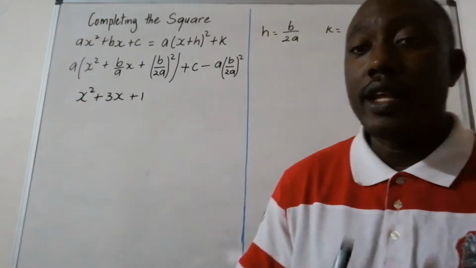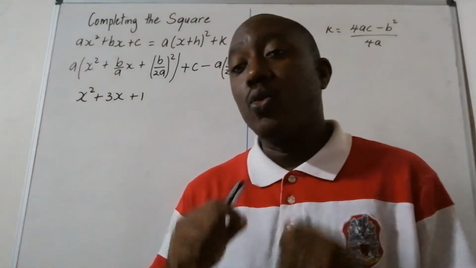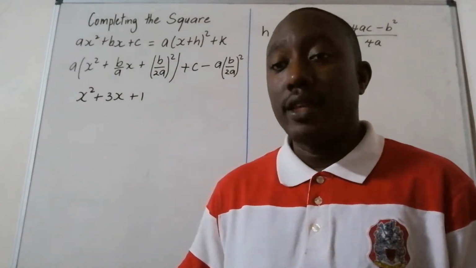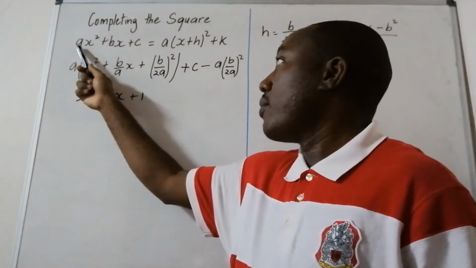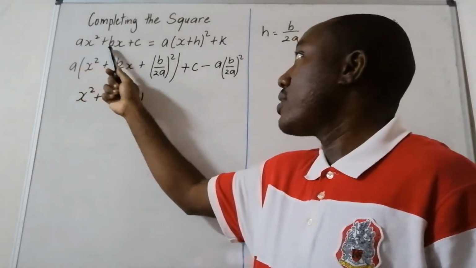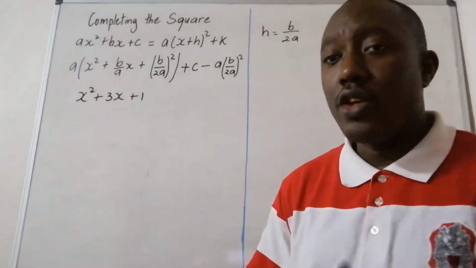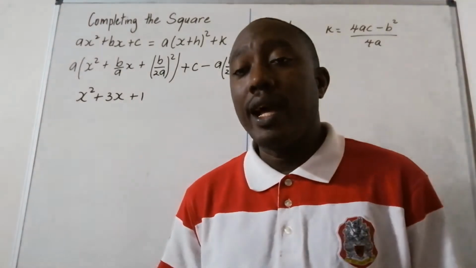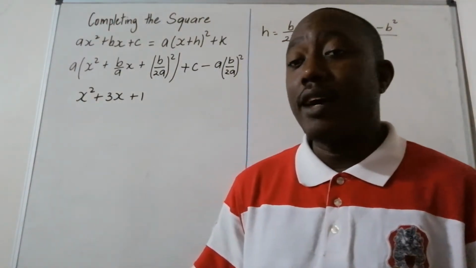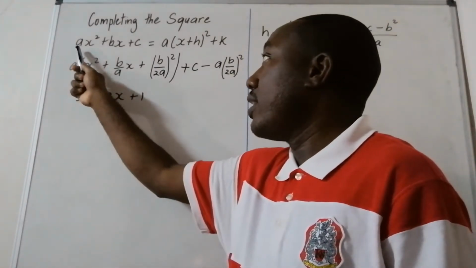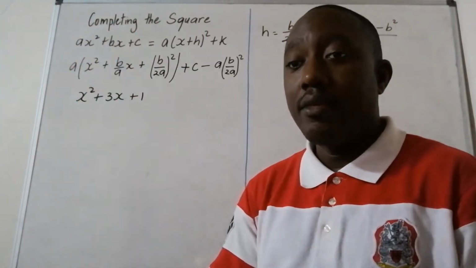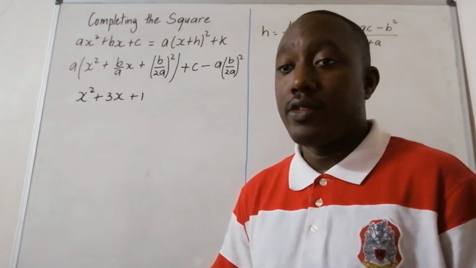Now, first of all, let's remind ourselves of what a quadratic expression is. A quadratic expression is written in the form ax squared plus bx plus c. So when we have any expression written in that form, we have a quadratic expression, but the a cannot be zero.